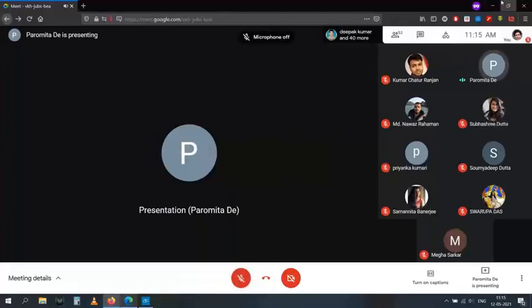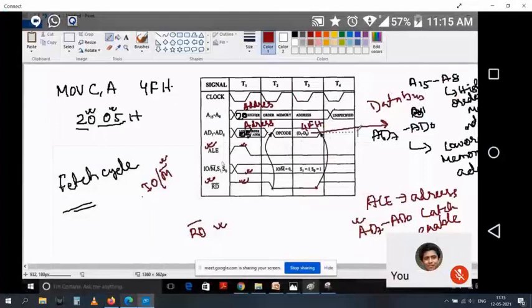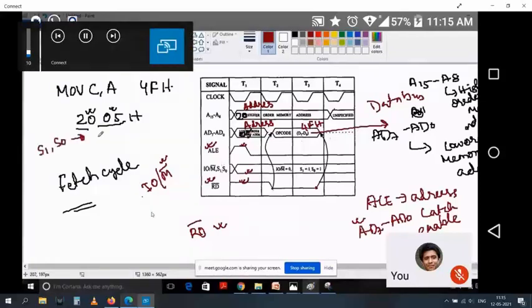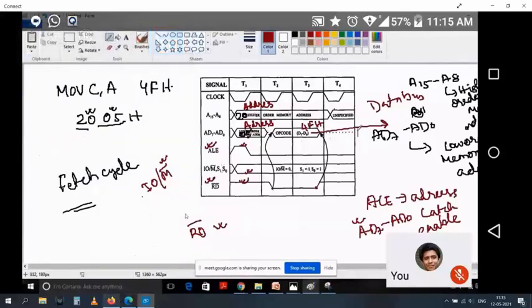Okay, S1, S0, I had said S1, S0 are two status signals. For small programs, I said these two signals are immaterial. But when you are writing more complicated programs, S1 and S0 also become very crucial. Here, both S1 and S0 are 1, 1. We are not bothered with the status signal here because the program we are writing is very small. So both are 1 in this case.